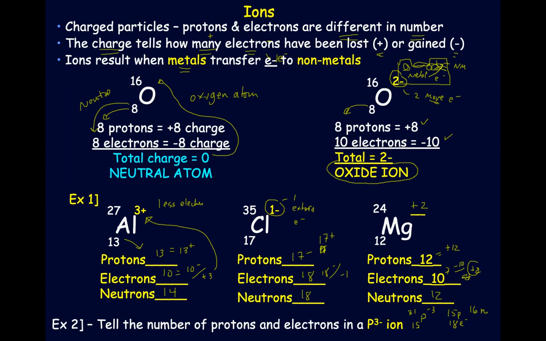Okay, so a quick review on the side: if you have fewer electrons, you're going to be positively charged. And if you have more electrons, you will be negatively charged. So fewer electrons than protons means positive, and more electrons than protons means negative.